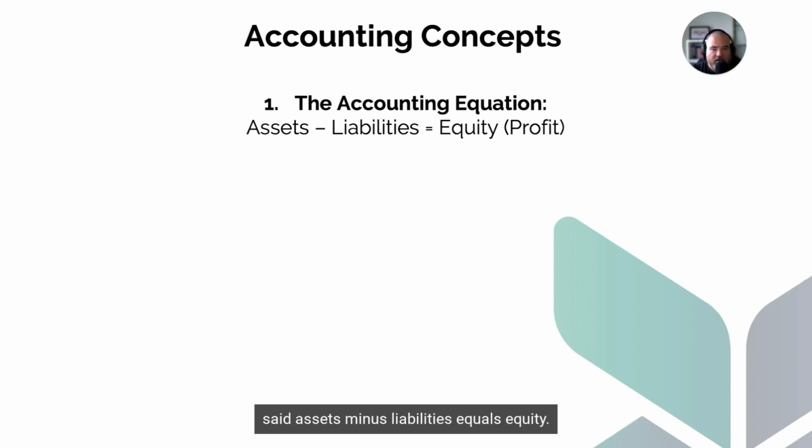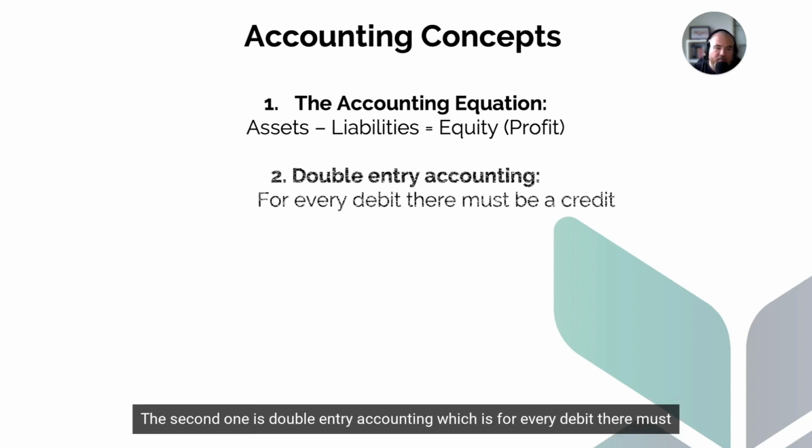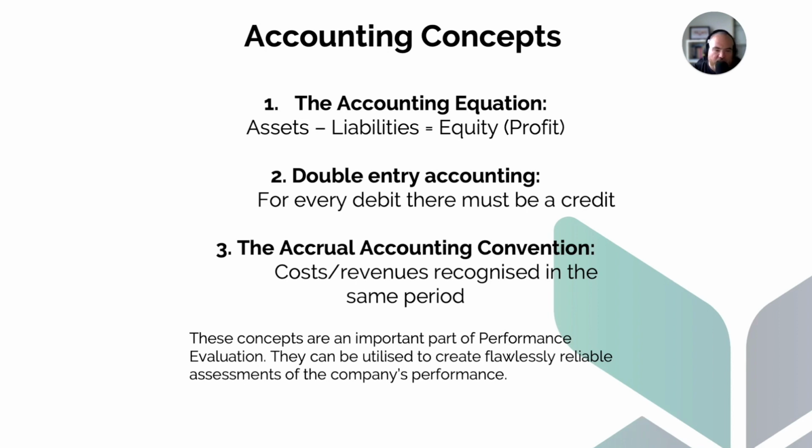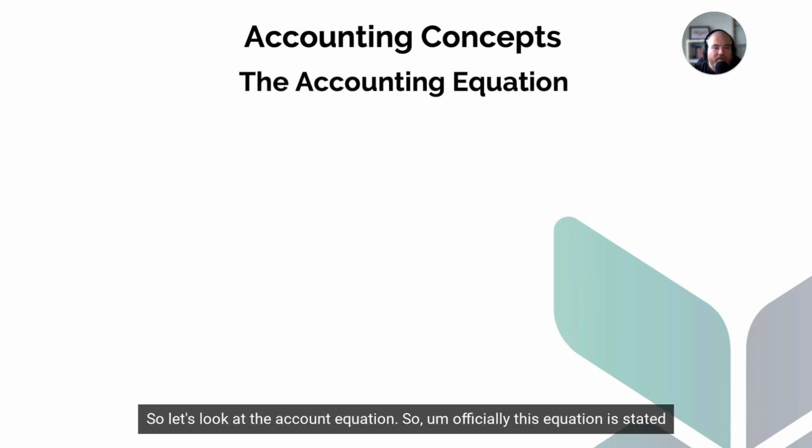So the first one is the accounting equation. As I've just said, assets minus liabilities equals equity. The second one is double entry accounting, which is for every debit there must be a credit. That's obviously covered in a different video. And finally, the accrual accounting convention, which dictates that costs and related revenues should be recognised in the same period. So again, we'll go through that in a different video. So let's look at the accounting equation.